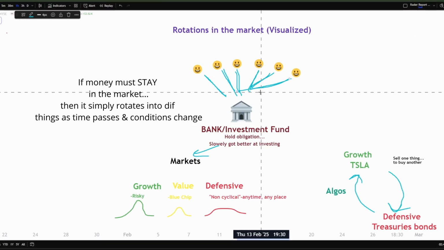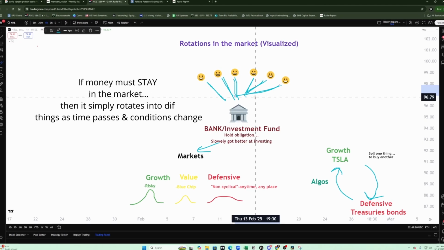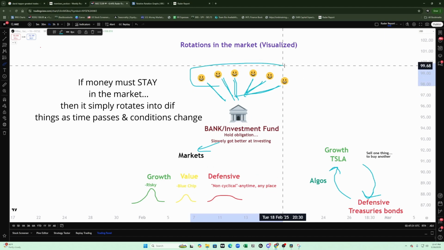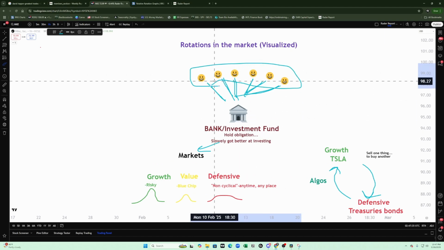So let's just assume theoretically no one ever takes money out of the market, at least for more than, let's say, 2 hours. With that idea, it's kind of like, okay, well, wait a second. Then what happens when that money grows? Or what happens when the conditions of that market change? Well, then you're going to have these people over here that the bank is acting in the best interest of, wanting change within their investment. And so that creates a rotation.